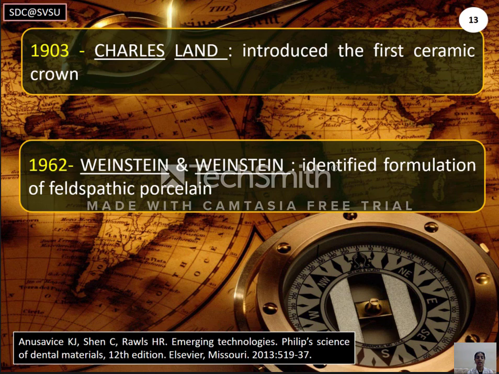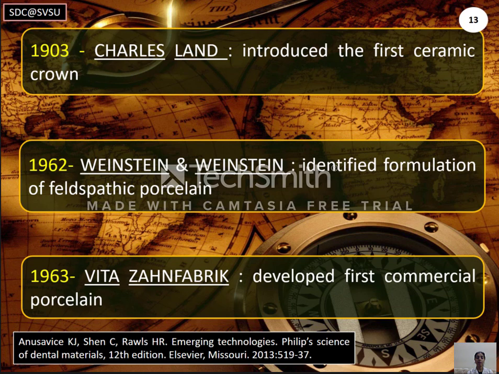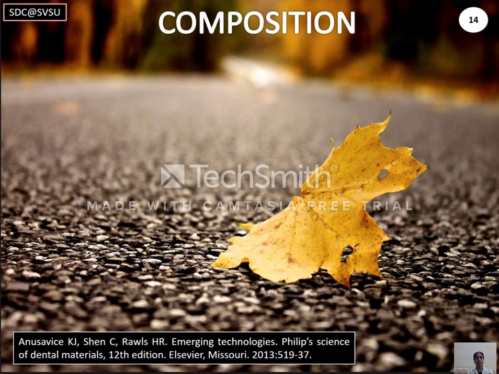In 1962, Weinstein and Weinstein identified the formulation of feldspathic porcelain. In 1963, Vita Zahnfabrik developed the first commercial porcelain. The quality of any porcelain depends on the choice of ingredients, the correct proportioning of each, and the control of firing procedure.